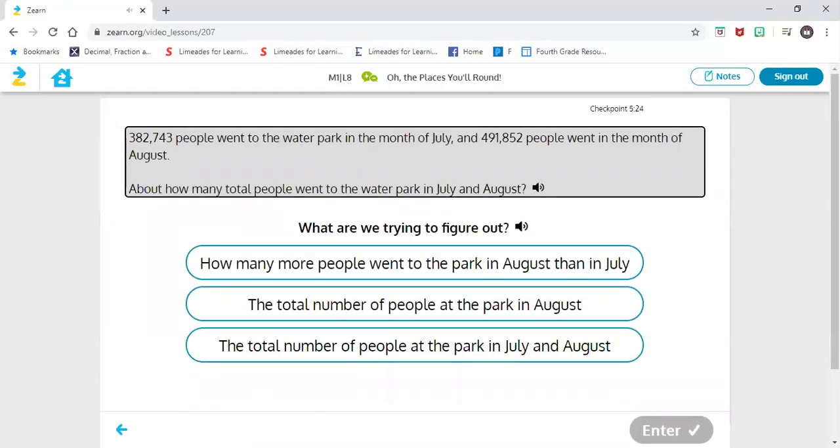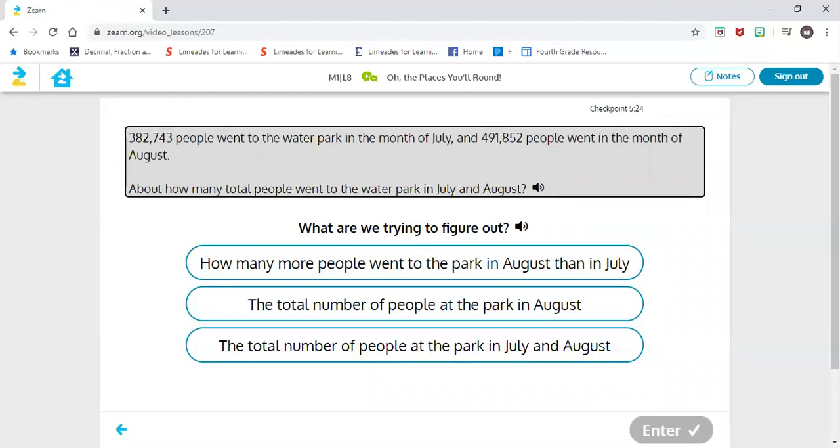Okay, so anytime we have a word problem, we definitely have to read it twice just to know what they're asking us to do. So it says 382,743 people went to the water park in the month of July, and 491,852 people went in the month of August. About how many total people went to the water park in July and August?